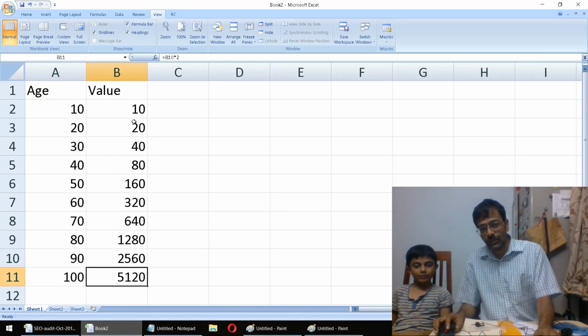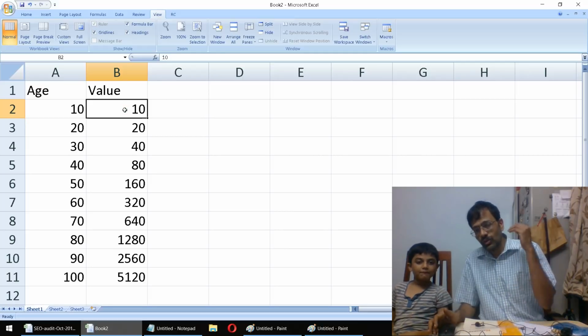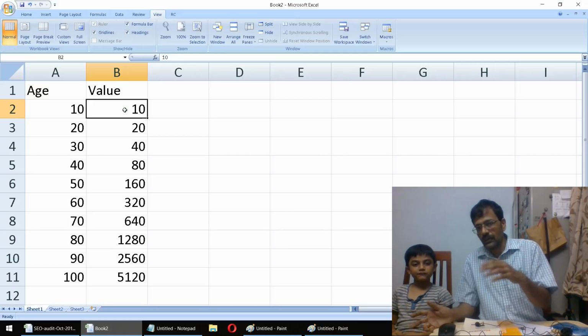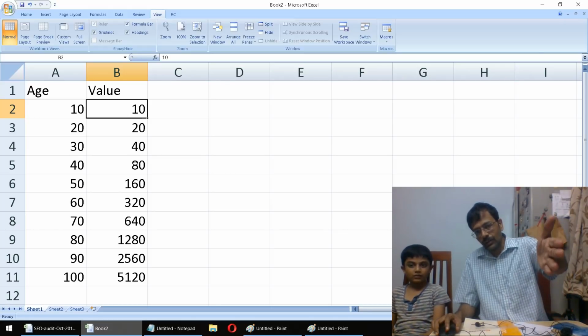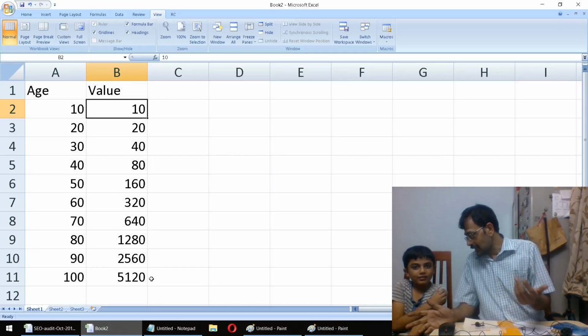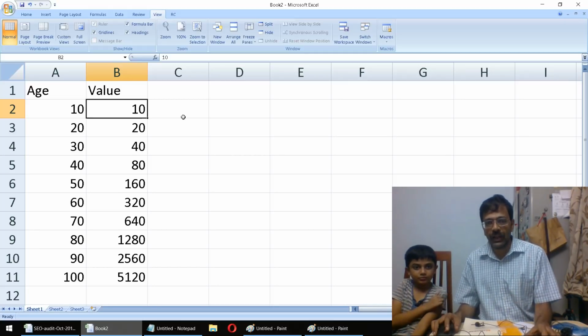So you started with only 10 rupees, and you just did not spend any of the profits that you got later on, or the original amount, and that 10 grew all the way up to 5120. That's like 500 times increase, right? So let's try to understand how this works.